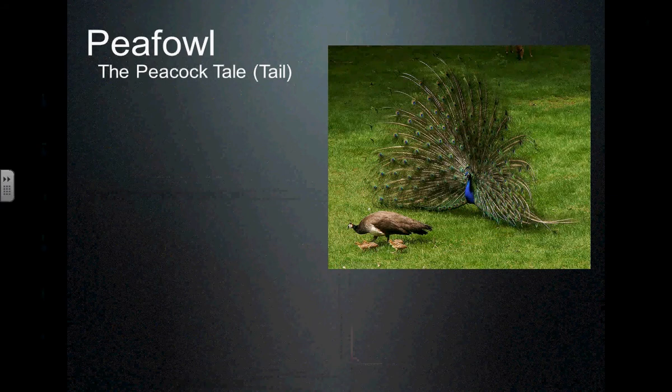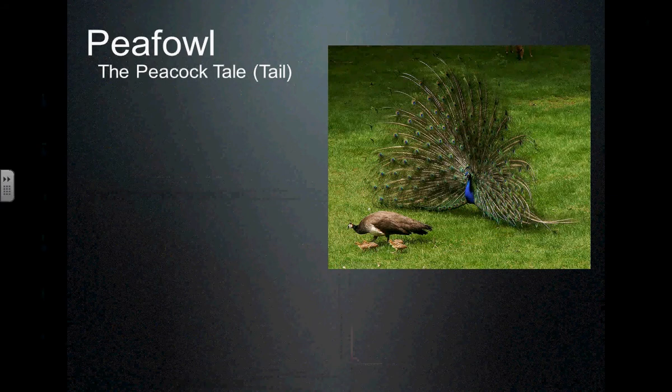How is this helpful? How is this a useful adaptation for the species? How is it helpful for the male to have those huge feathers? Anybody know? Karina? The animal can come up to them and scare them, but then they put up their tail and it looks like eyeballs. Yeah, that could be a part of it. There's also another important part, maybe more important.